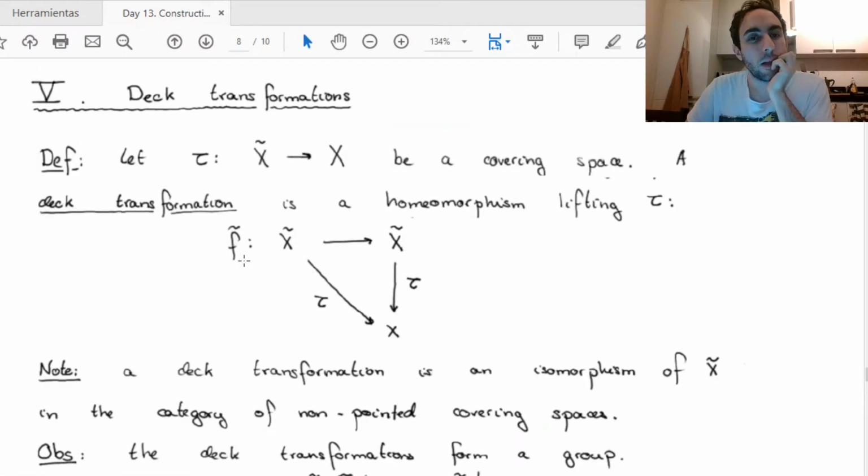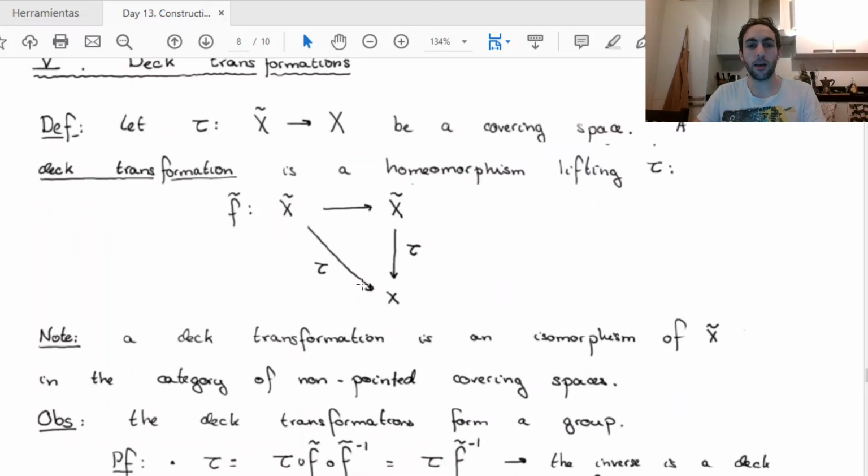All right, so in the previous video, we already studied the deck transformations of the universal cover. We saw that the deck transformations basically correspond to the elements of pi1. Let me recall the definition. If we have any covering space, not necessarily the universal cover anymore, then a deck transformation is a homeomorphism of X tilde that lifts tau. And as we said before, a deck transformation is an isomorphism of X tilde in the category of non-pointed covering spaces, right?